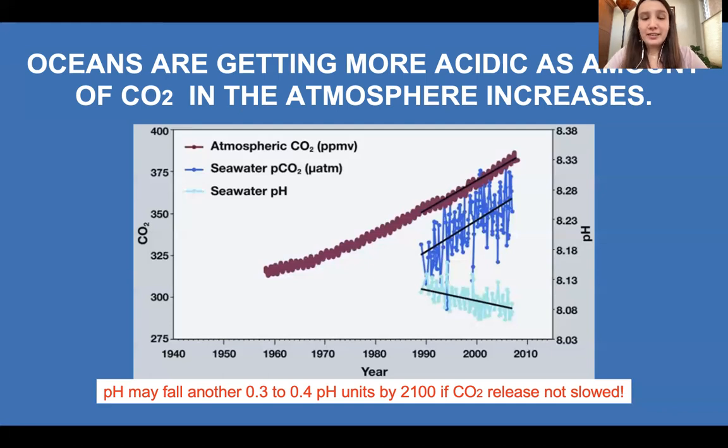It's anticipated that pH may fall another 0.3 to 0.4 units by the end of the century if we don't do everything in our power to abate emissions released into the atmosphere. And just to bring home the point about how important this number is, remember that pH is not listed on a linear scale. So the difference between 0.3 and 0.4 pH units is actually quite high.